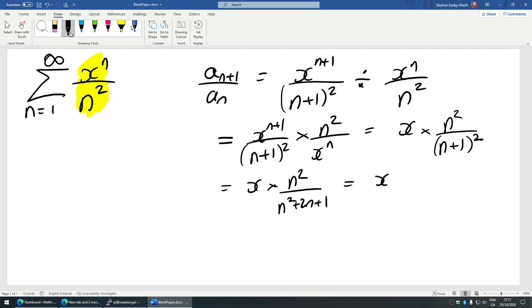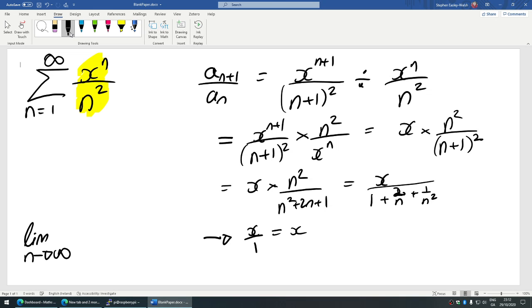Divide everything by n squared: 1 plus 2 over n plus 1 over n squared at the end. Not that it matters actually. Now, when you take the limit as n goes to infinity, this will end up just being x over 1, which obviously equals x.